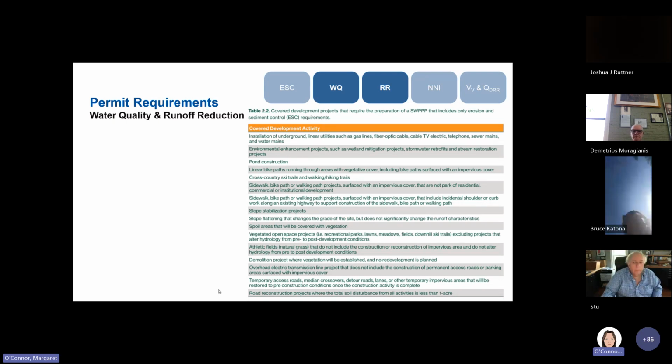There are a lot of reasons why things end up in this category, but the really important thing to know is that if you're doing a project, and one of the activities is on this list, that doesn't mean that you can pull that activity out of your project and look at it separately. The project is the project. If the overall project requires the permit, then all the activities within the project need to be addressed.